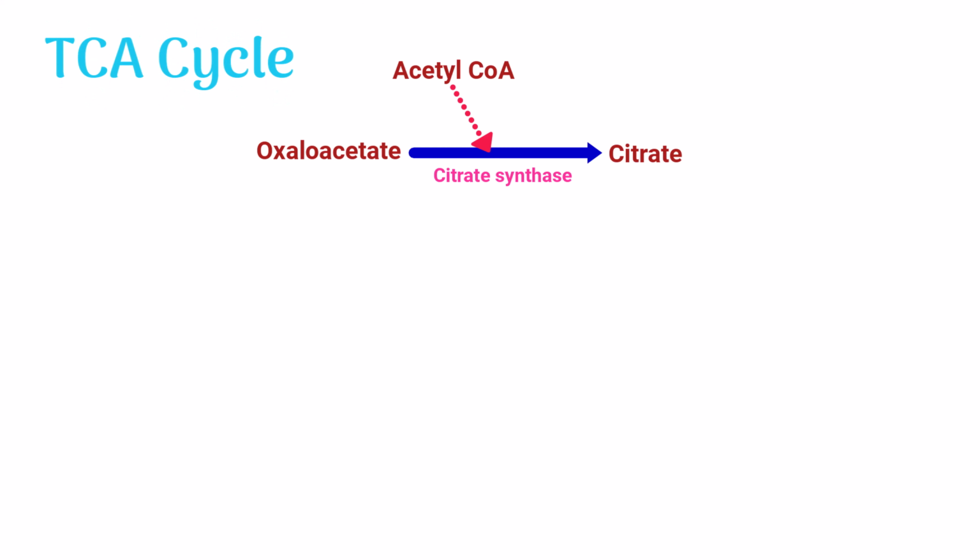Tricarboxylic acid cycle or TCA cycle. In the first step of TCA cycle, oxaloacetate combines with acetyl-CoA and forms citrate. The enzyme citrate synthase catalyzes this reaction.